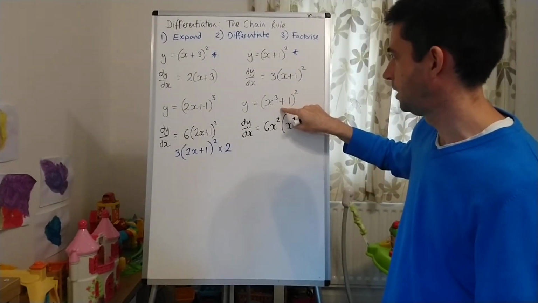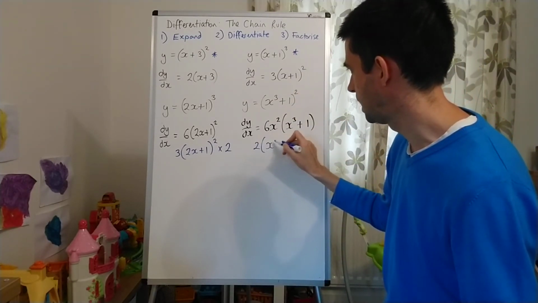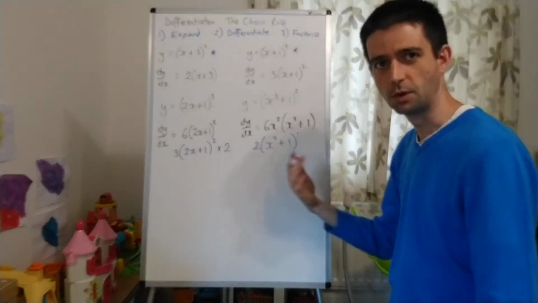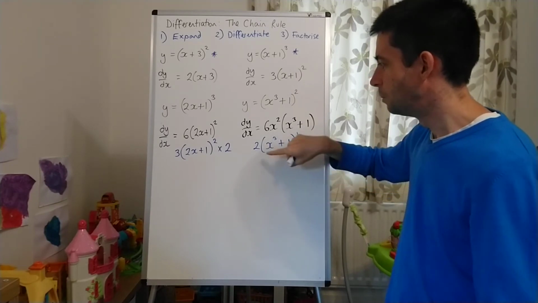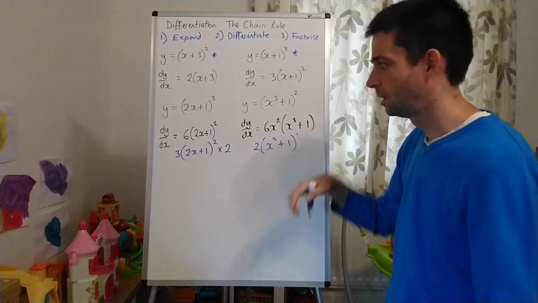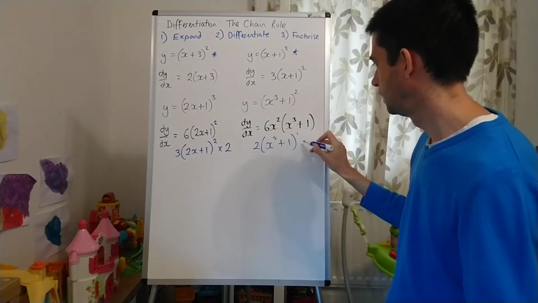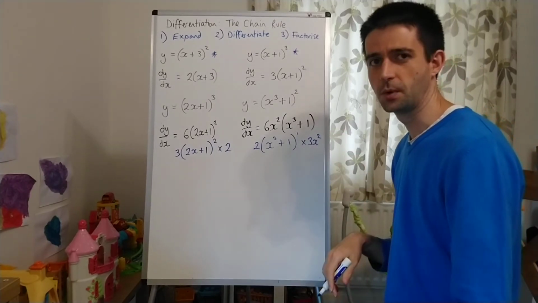Similarly here, if we tried the whole power down 1 off the power thing, we have 2x cubed plus 1 to the power 1. I'll write it for the purpose of seeing that you're reducing the power by 1. But we didn't get 2, we've got 6x squared. What would we have to multiply 2 by to get 6x squared? It would have to be 3x squared.